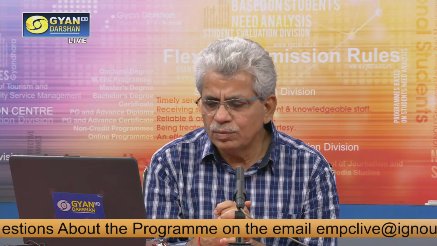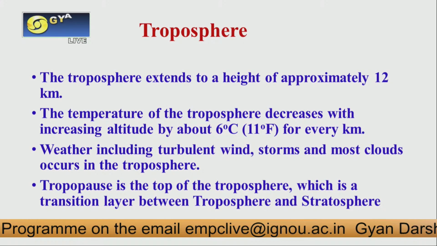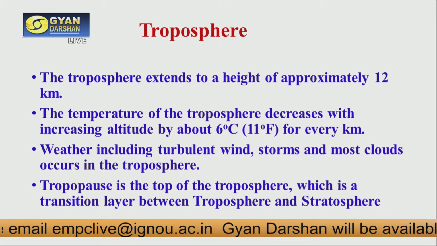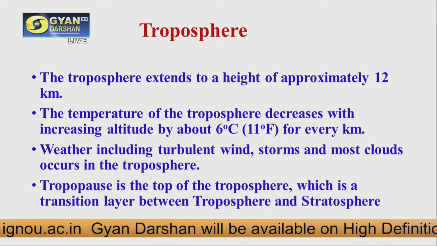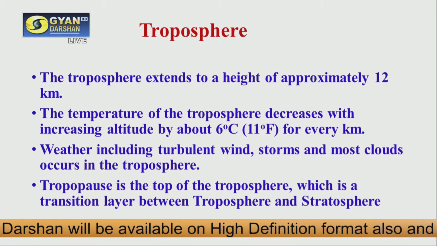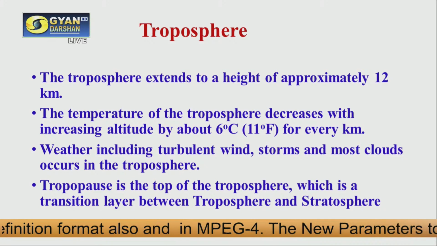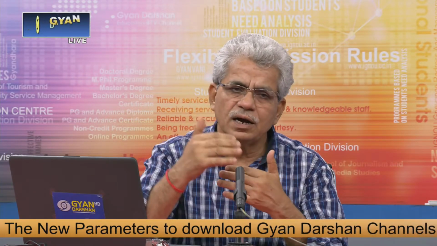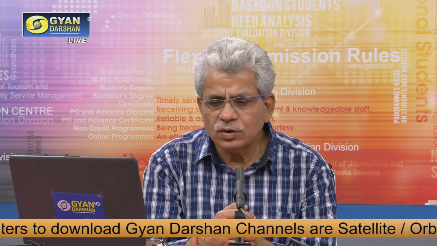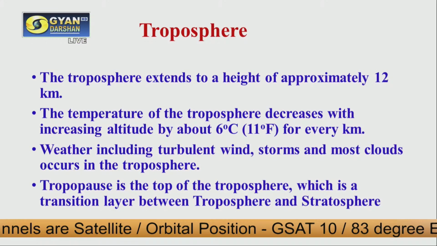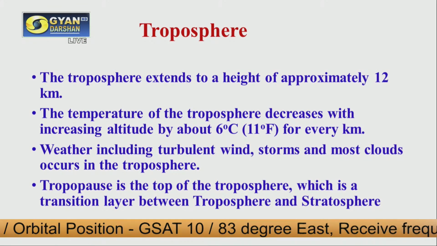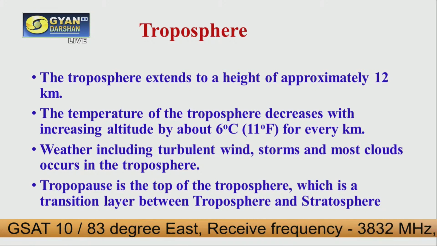Weather, including turbulent wind, storms and most clouds, occurs in the troposphere. This means all the atmospheric phenomena are happening in this troposphere. Then there is a layer which divides the troposphere and the layer above. This is called the tropopause. The tropopause is the top of the troposphere, a transition layer between the troposphere and the stratosphere. So this is about the troposphere.